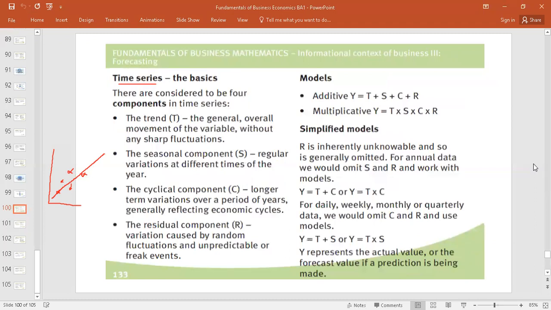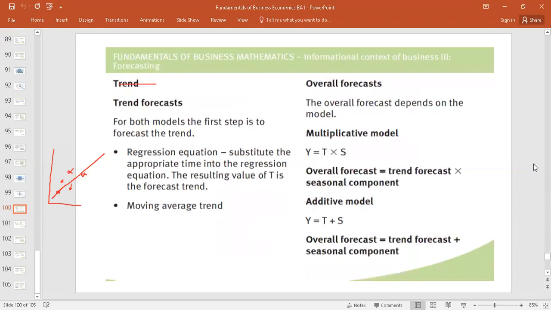applicable in both the models, whether annual data is taken or short periods like daily, weekly, monthly, quarterly data. In both situations, trend T is important. For both models, the first step is to forecast the trend. So from the regression equation, substitute the appropriate time into the regression equation. The resulting value of T is the forecast trend.